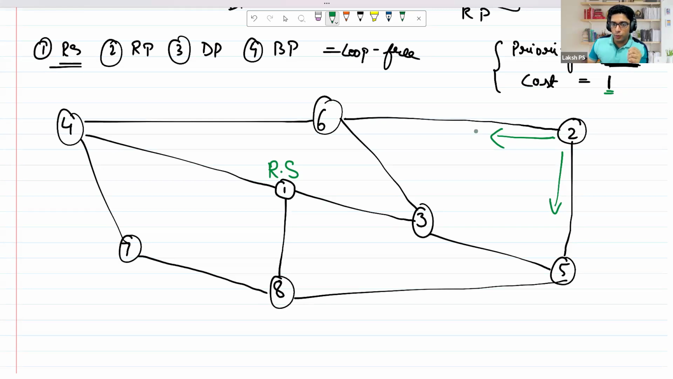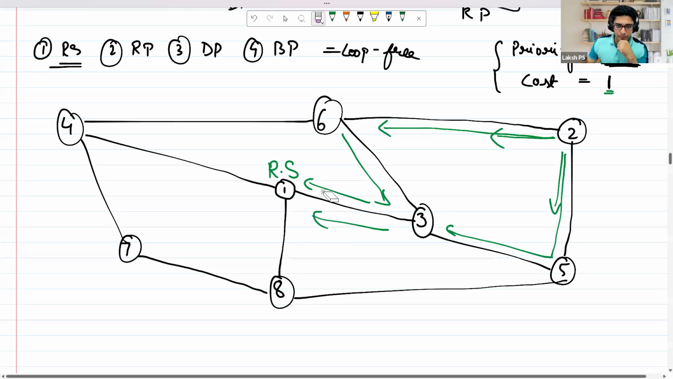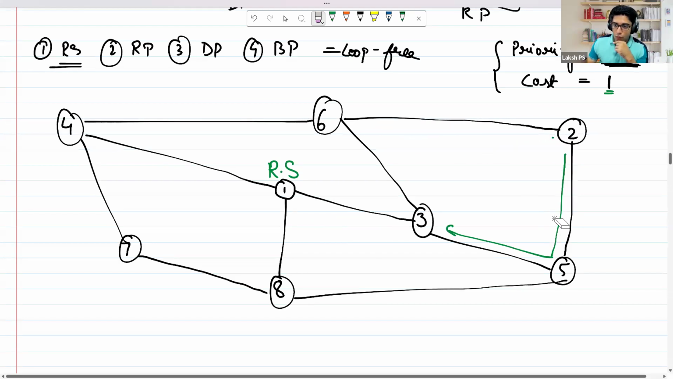So the cost from 2 to 6 is 1. This is 2. This is 3. This is the lowest that I can see. This one also 1, 2, and 3. So both the interfaces, right? Both the interfaces of switch number 2 have a tie for the cost.